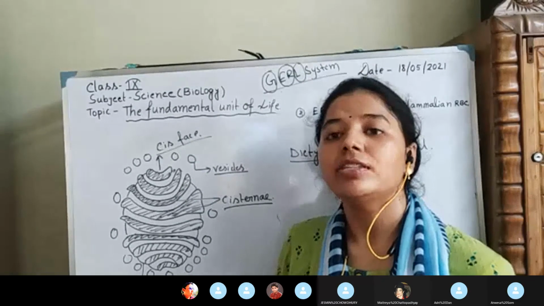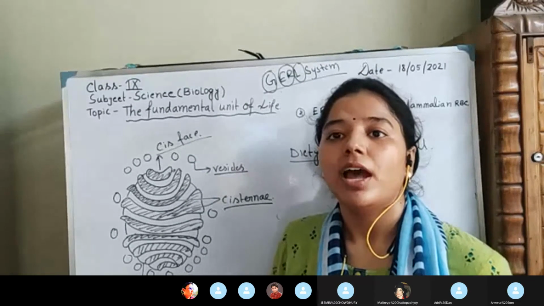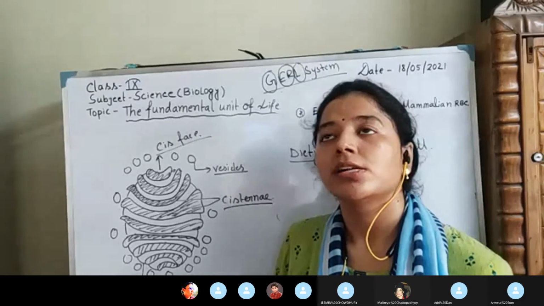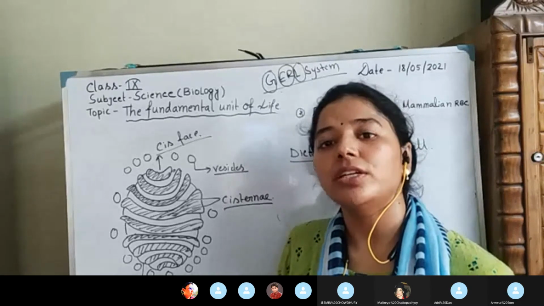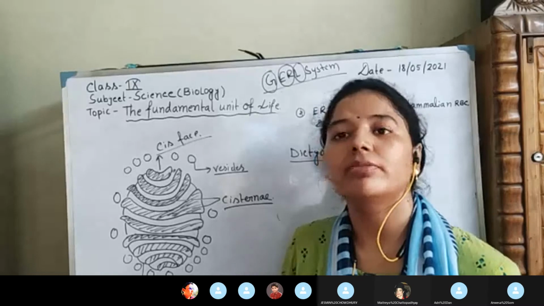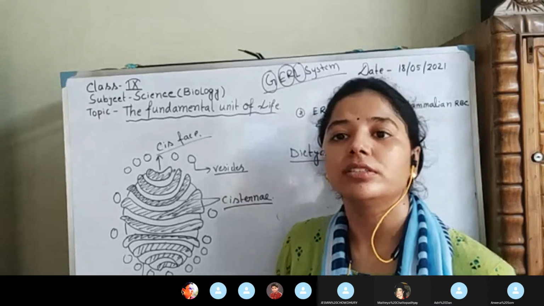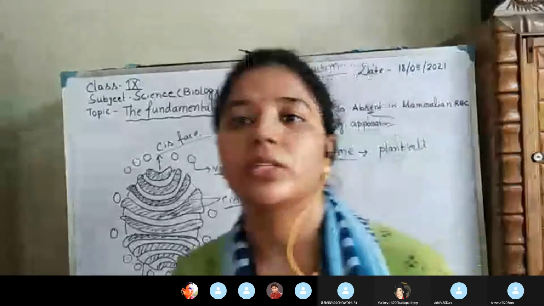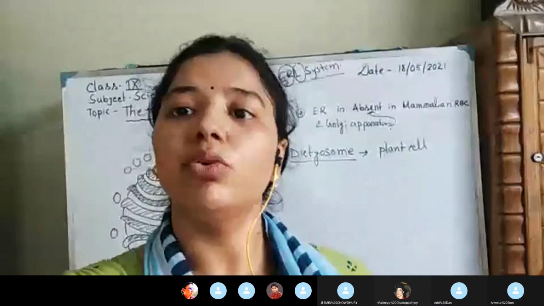And in the next class, we will describe lysosome, then mitochondria, then plastid, and whatever organelles are left. Okay. We will describe it in a more detailed way.